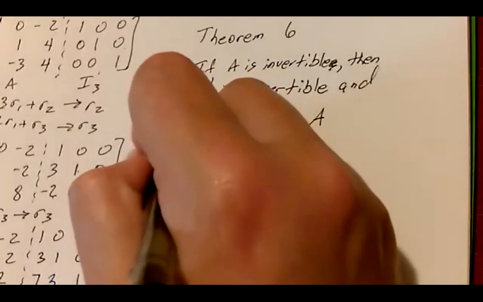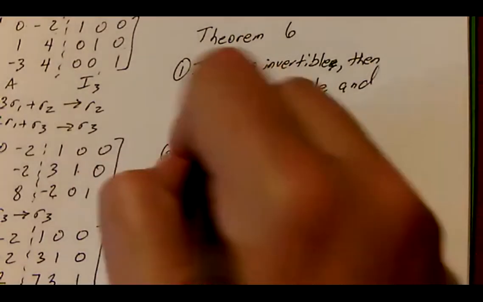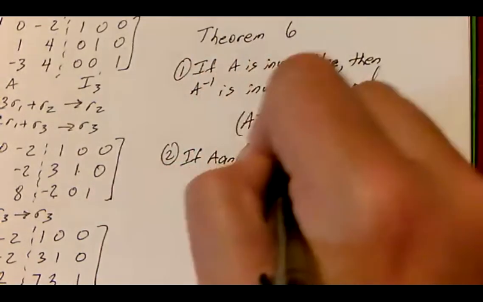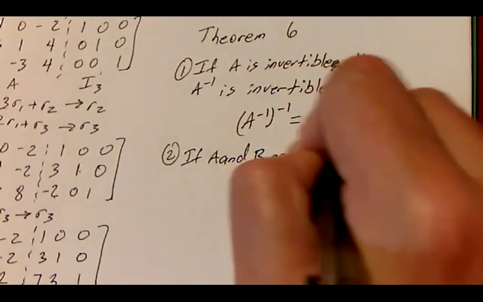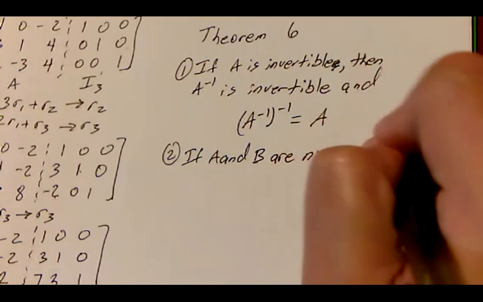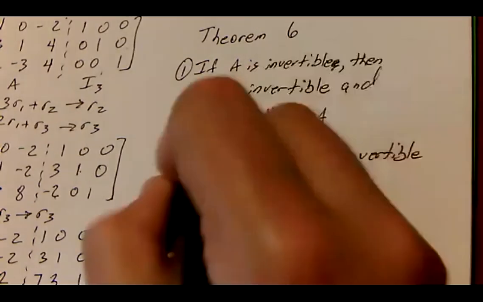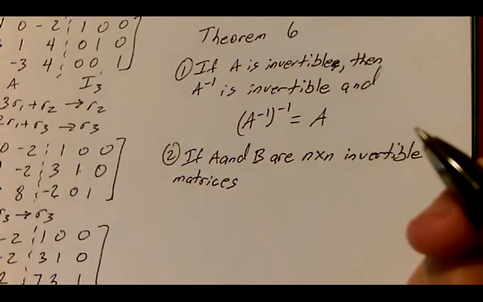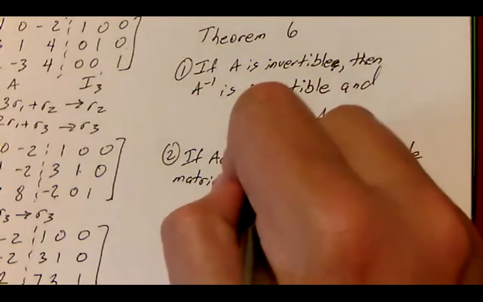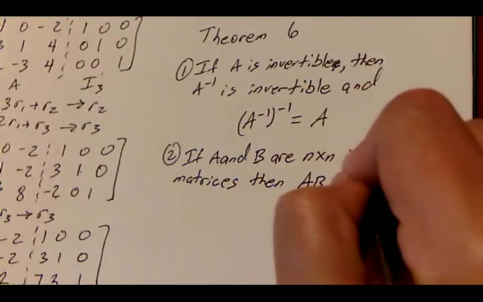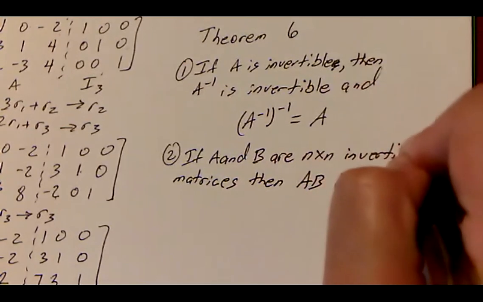Part 2 is that if A and B are n by n invertible matrices, then AB, their product, is invertible.